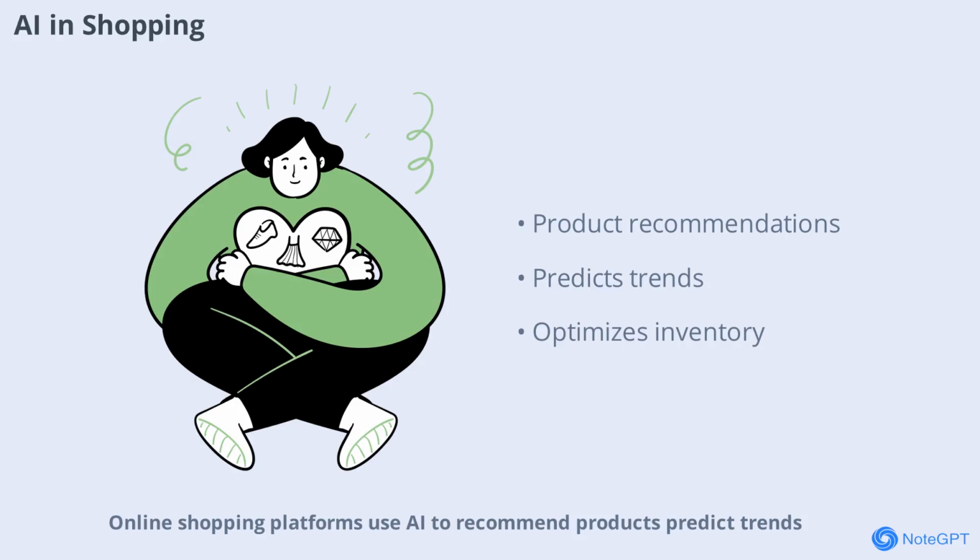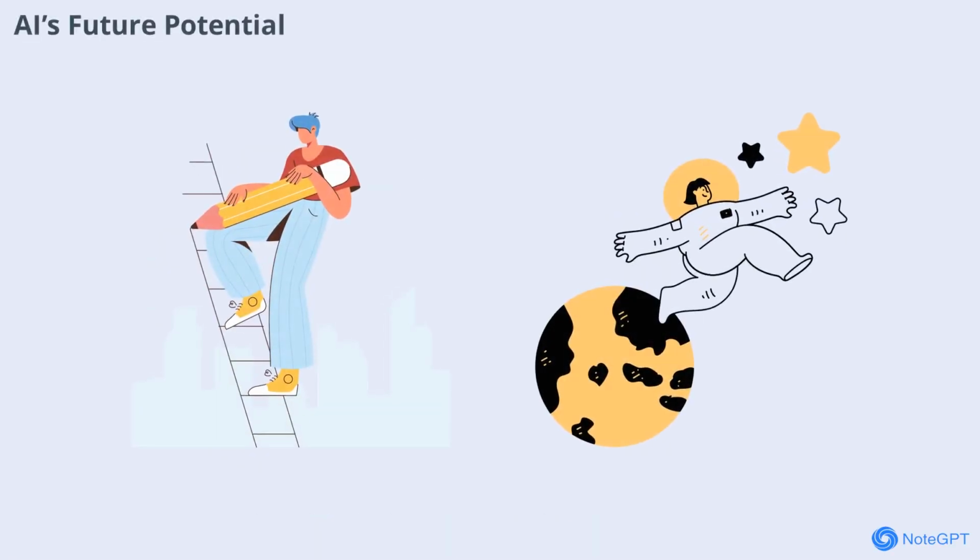Online shopping platforms use AI to recommend products, predict trends, and optimize inventory. This makes shopping more personalized and efficient, benefiting both customers and businesses. The future of AI is full of possibilities. As technology advances, AI will become even more integrated into our lives, solving bigger challenges and opening up new opportunities.